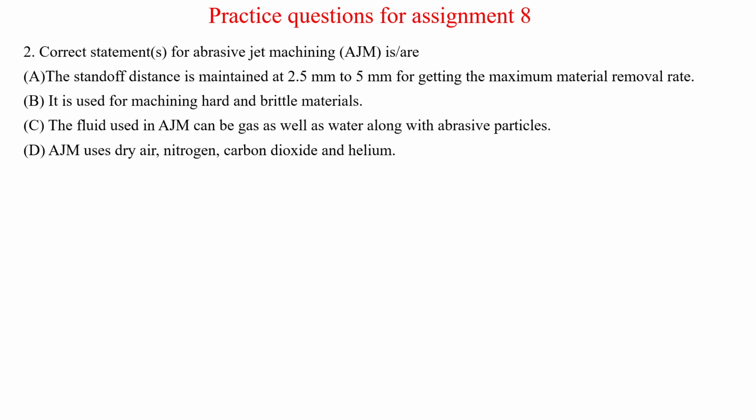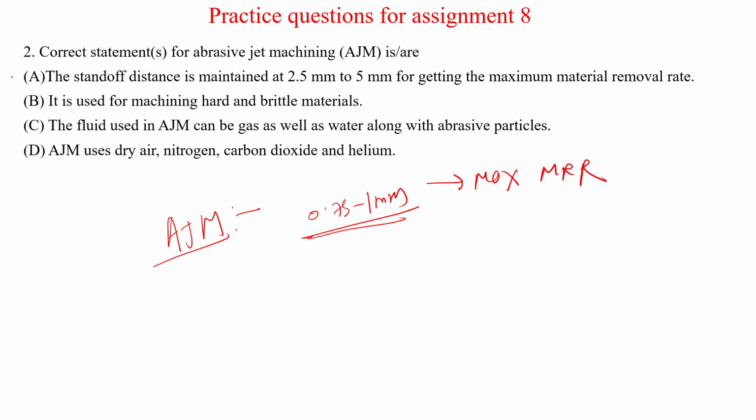We know about abrasive jet machining. The options: one, the standoff distance is maintained at 2.5 to 5 mm for maximum material removal. Two, it is used for machining hard and brittle materials. Three, the fluid used in AJM can be a gas as well as water along with abrasive particles. Four, AJM uses dry air or nitrogen as the fluid. First of all, in AJM we know that the standoff distance is 0.75 to 1 mm for maximum MRR. So the first point is wrong.